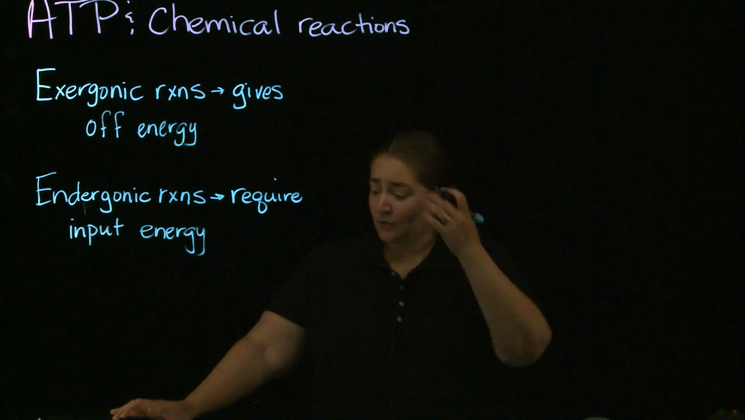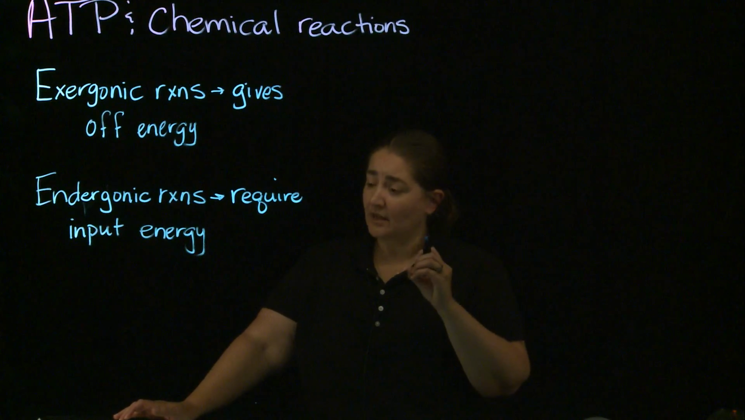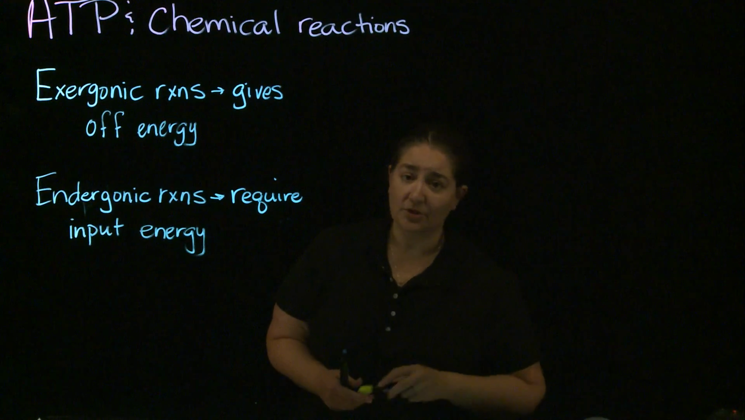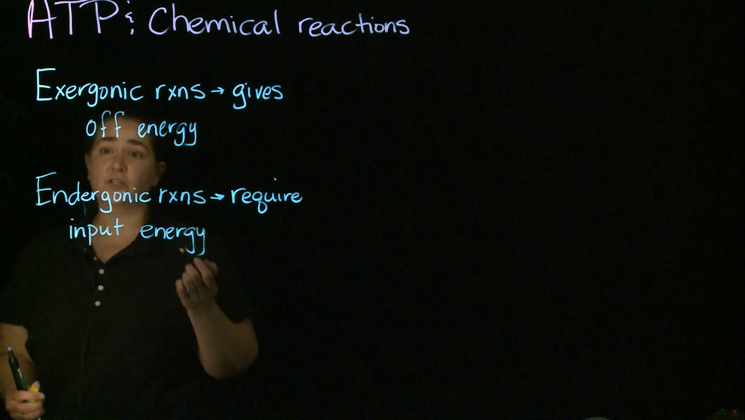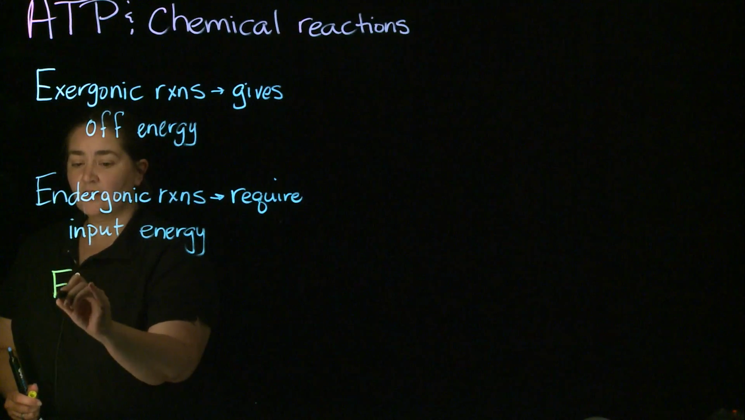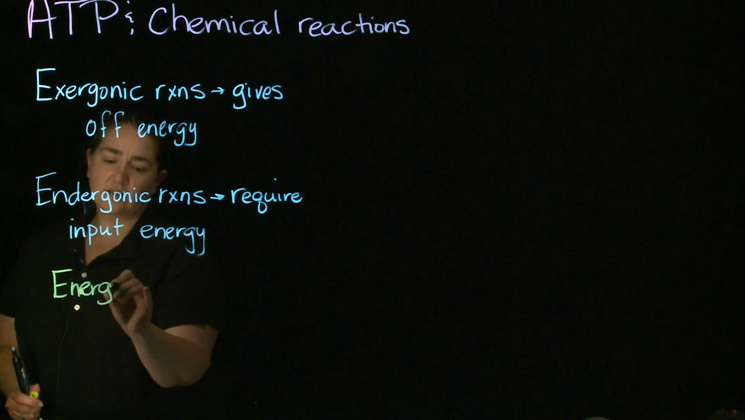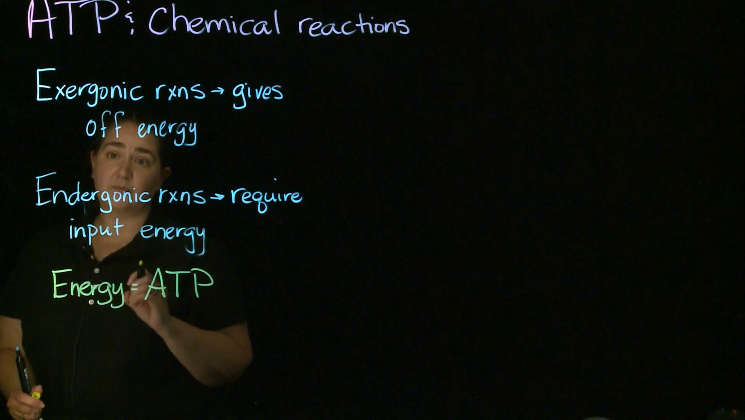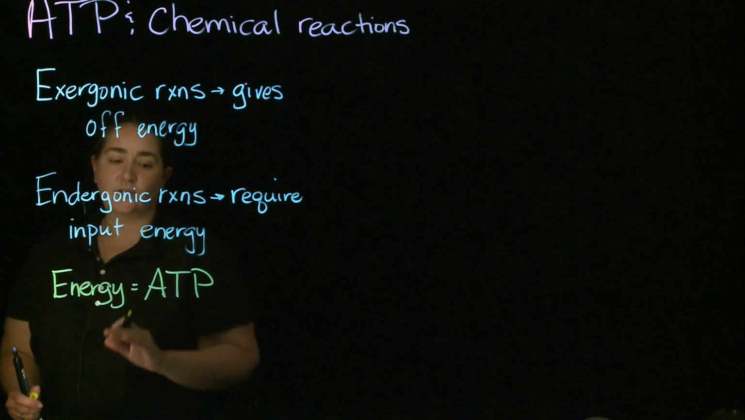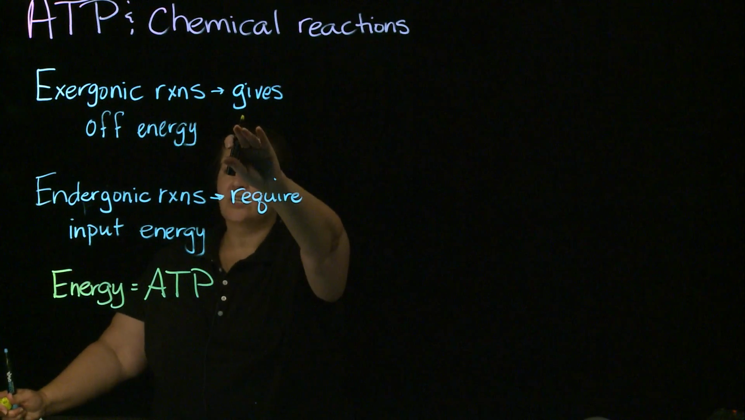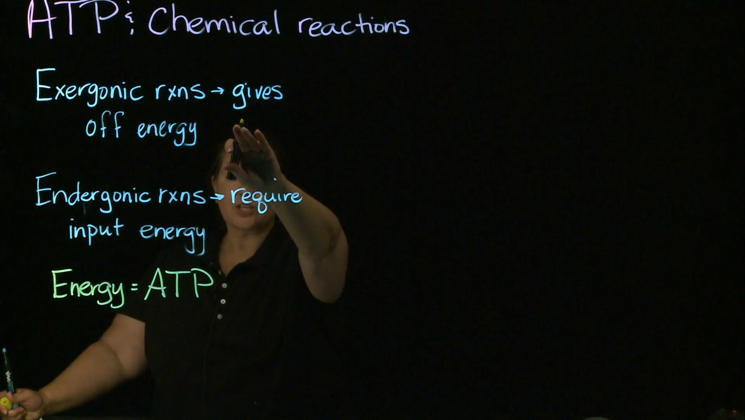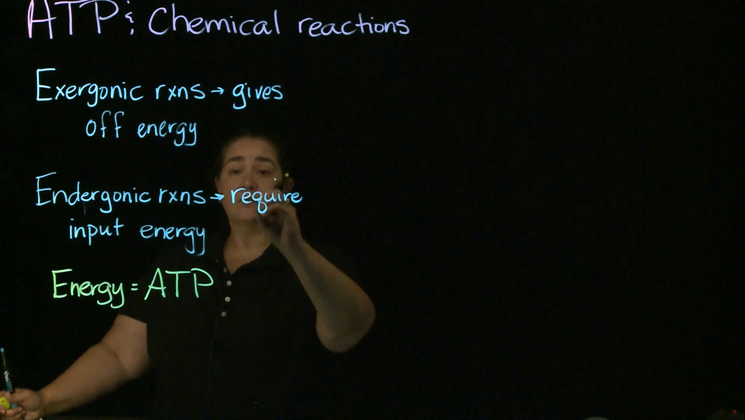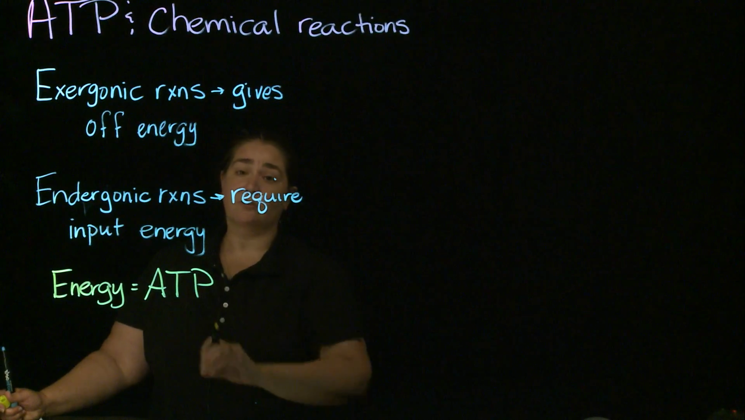Exergonic reactions are going to be ones that give off energy from them. Endergonic ones are going to require the input of energy. And remember, when we're talking about cells, when I say energy, what I'm talking about is ATP. Okay? So in terms of that, an exergonic reaction, an energy reaction that gives off energy, would be something like cellular respiration, because the point of cellular respiration is to generate ATP.